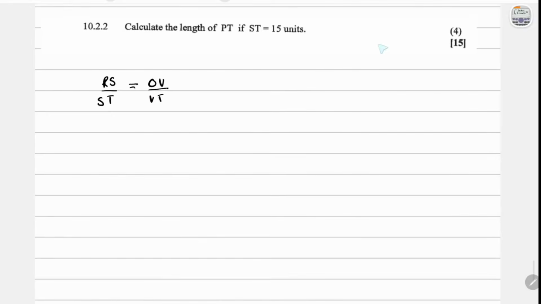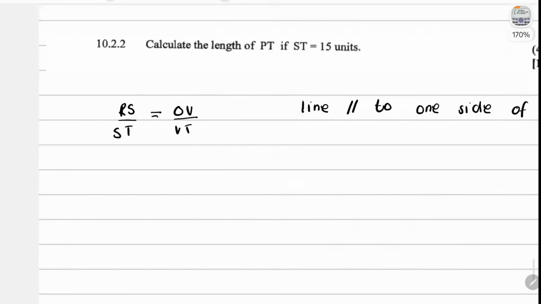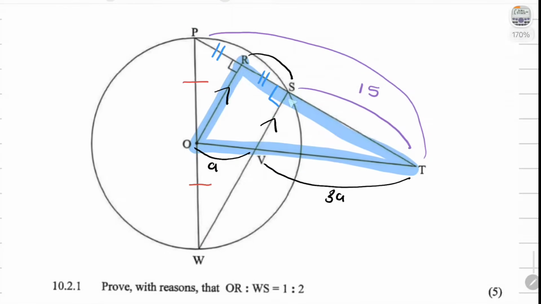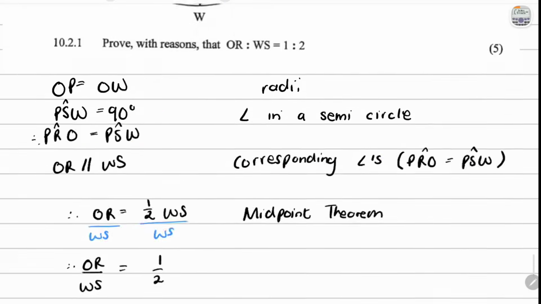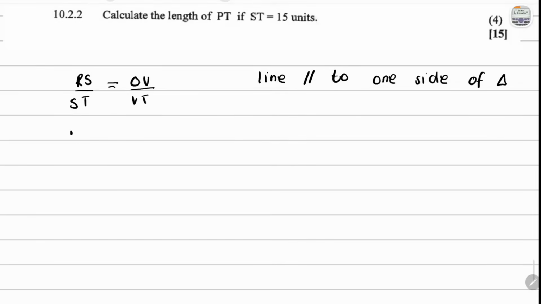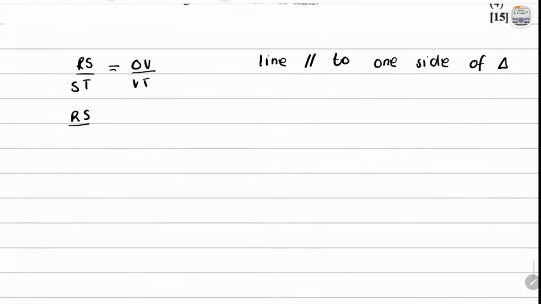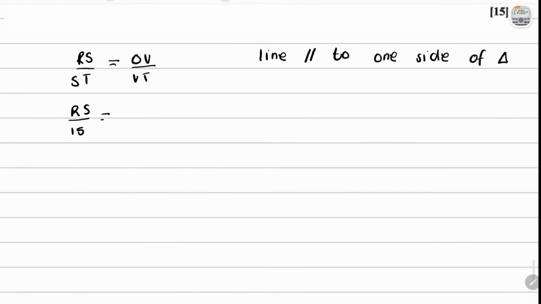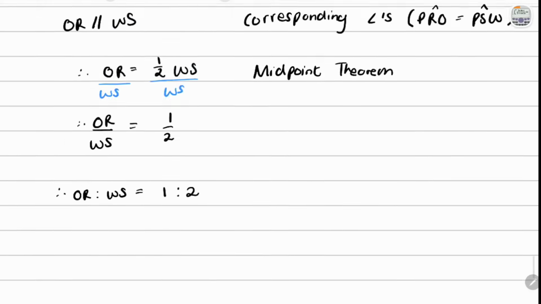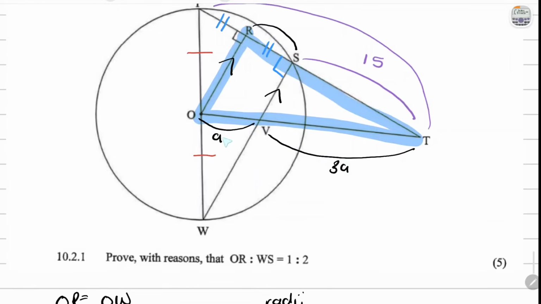The proportionality theorem, really. Okay, so the only one we actually don't know right now is RS. And we're going to find it because it helps us to find PT. So RS over ST. ST we actually know. We know it's 15 units. So we'll take it as over 15 is equal to OV. OV just takes A, or you could say 1. It's the ratio 1.